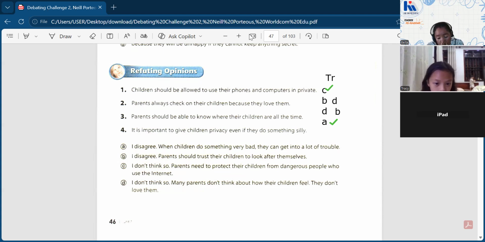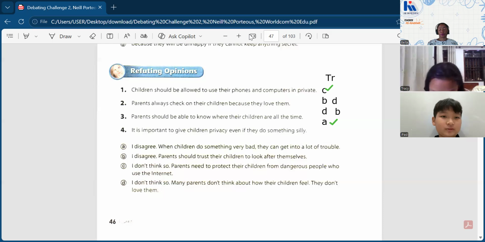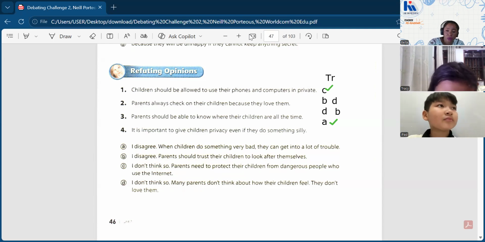Children should be allowed to use their phones and computers in private. I don't think so. Parents need to protect their children from dangerous people who use the internet. Parents always check on their children because they love them. I don't think so. Many parents don't think about how their children feel. They don't love them. Parents should be able to know where their children are all the time. I disagree. Parents should trust their children to look after themselves.